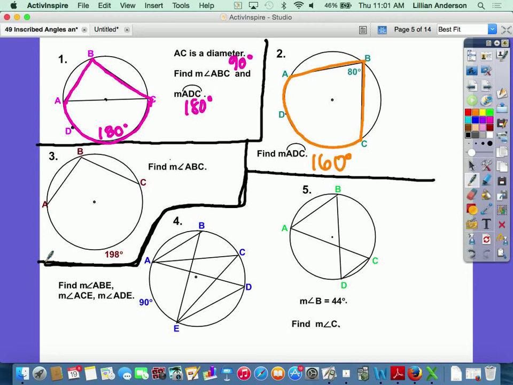And so then the measure of the angle is going to be half of the arc that goes in between the two. So, let's look here. I have to find the measure of angle ABC. Well, I know that this arc right here is 198. So how'd you get 99? Because you take 198 and you divide it by 2, which is 99. So the measure of angle ABC is 99. So I take half of the arc.